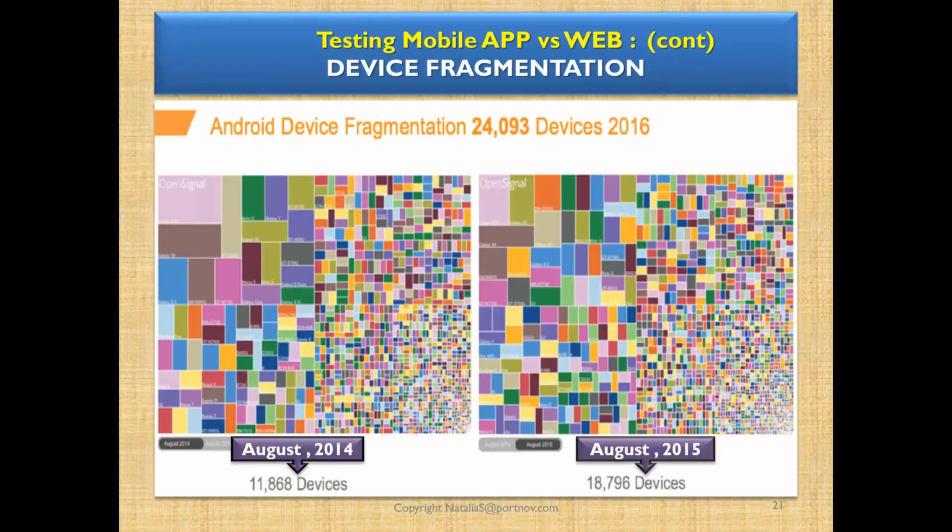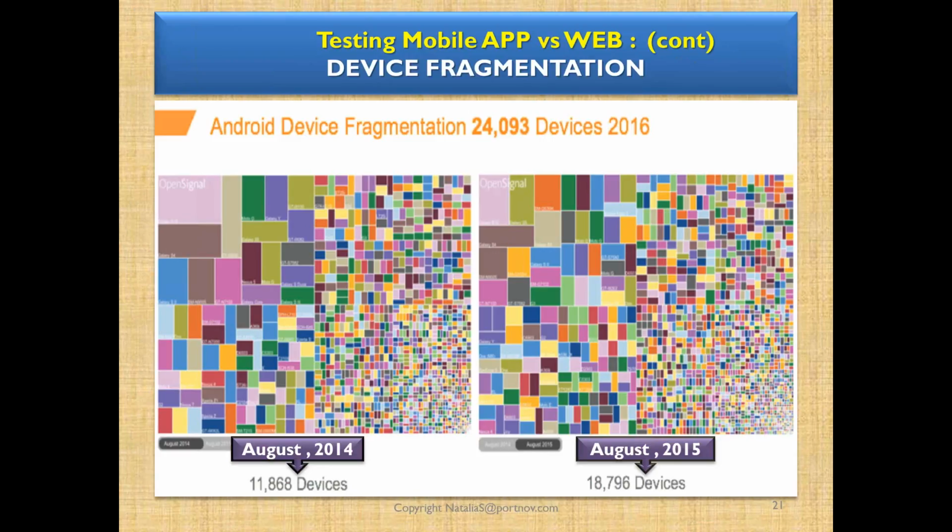Now, Gleb, did you say 20,000? Okay. This is Android. I'm not talking Apple, people, okay?